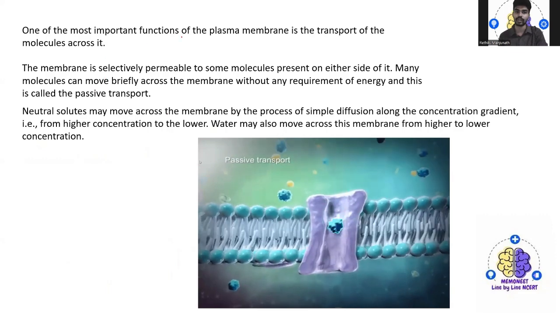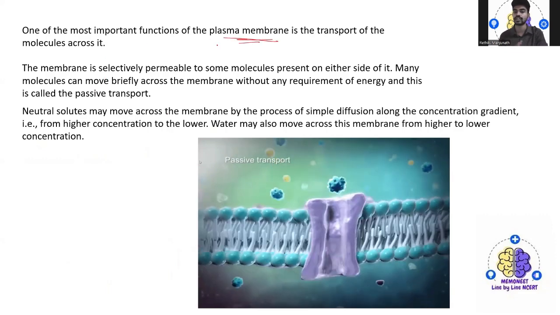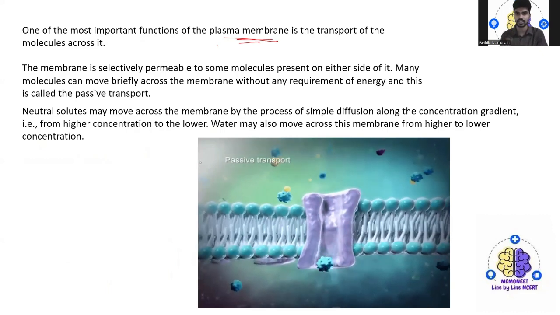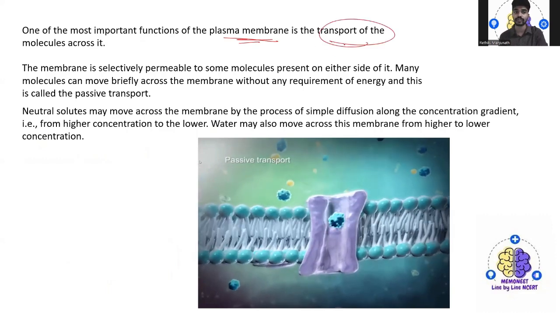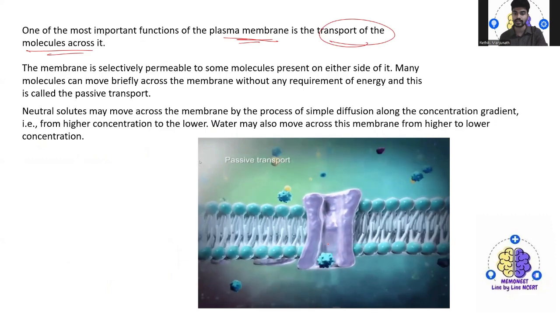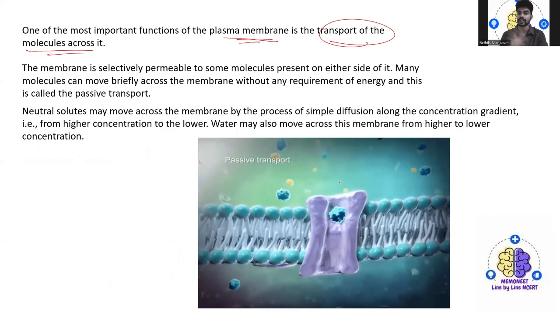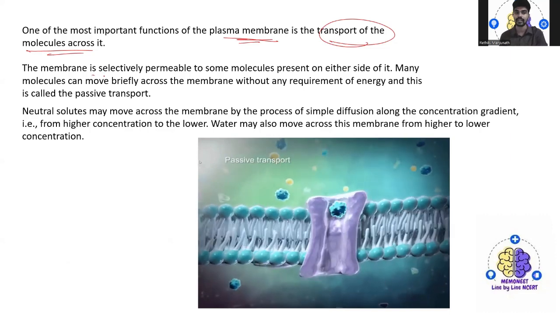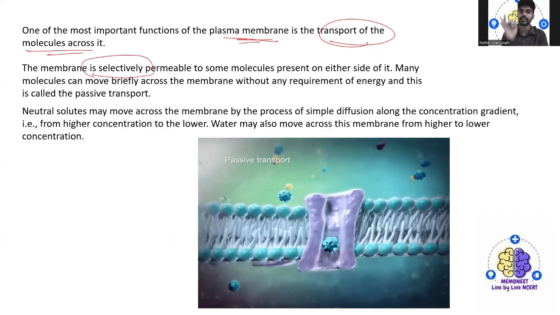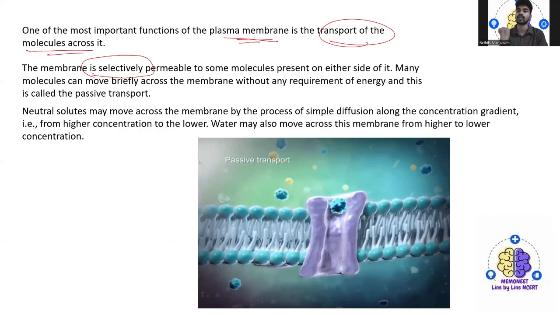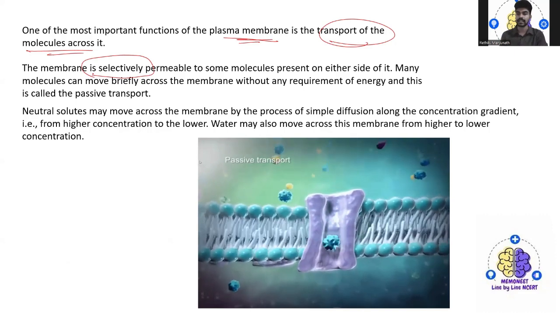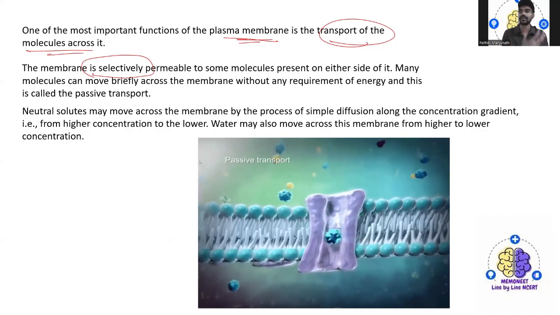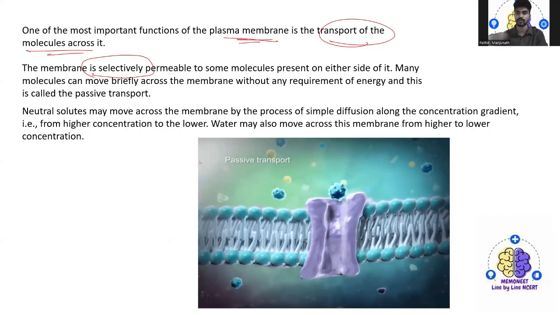One of the most important functions of the plasma membrane is, what is the major function? Of course, protection, giving the proper cell structure and all. But one thing, transport of molecules across it, is very important. Can you see this graph or video where you will see the transport of molecules across the plasma membrane? The membrane is selectively permeable to some molecules. That means it will allow only a few molecules to pass through. Some specific cells' plasma membranes will allow only their specific molecules to pass, and not any other molecules.